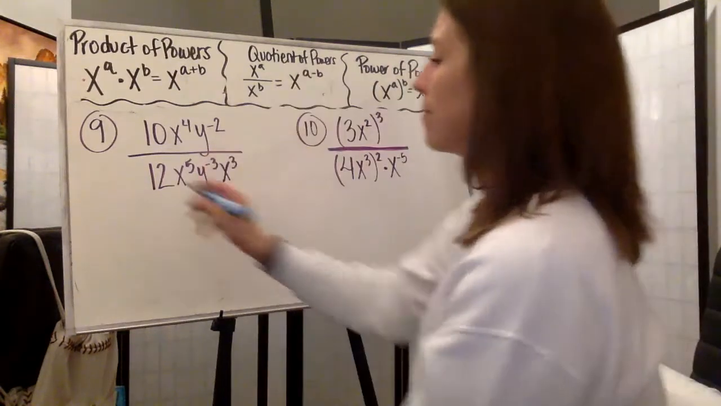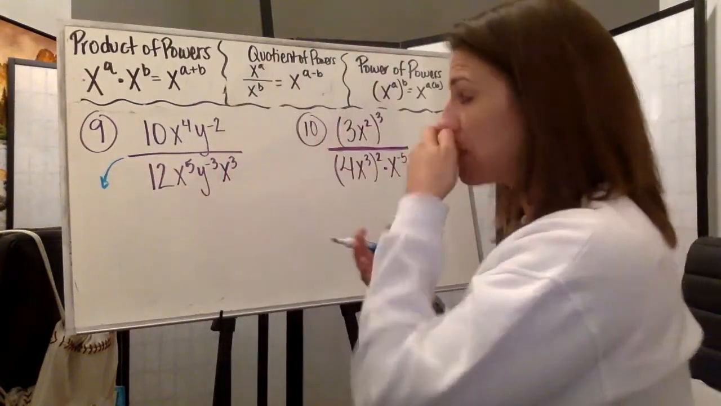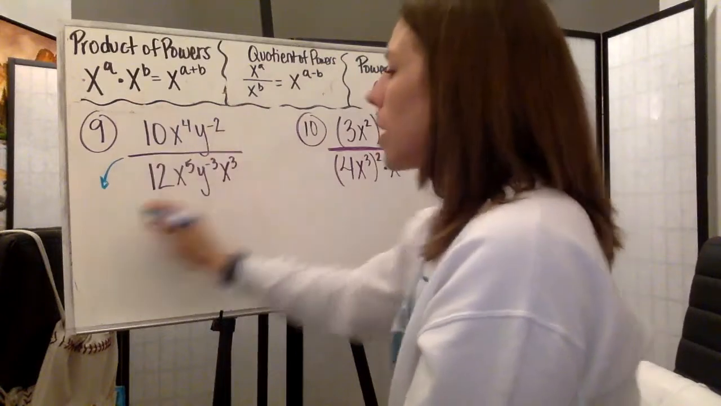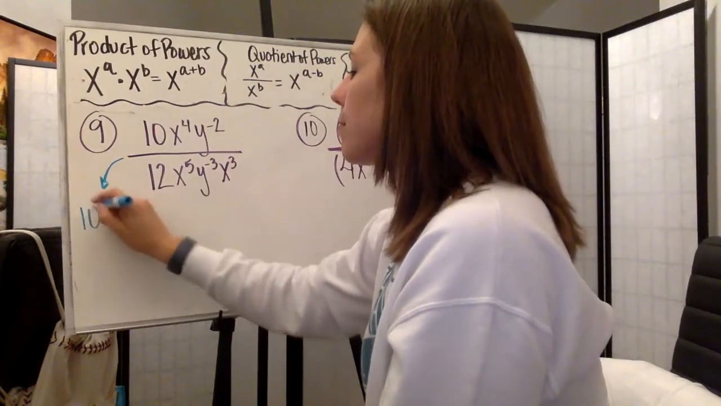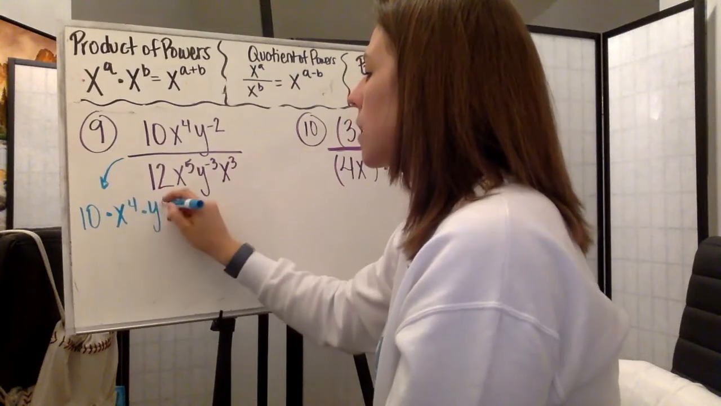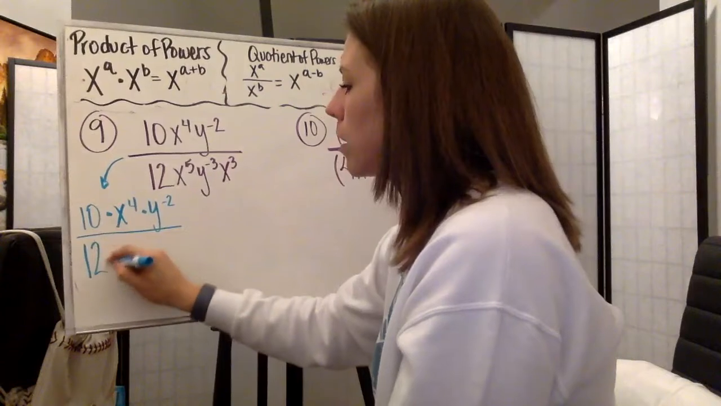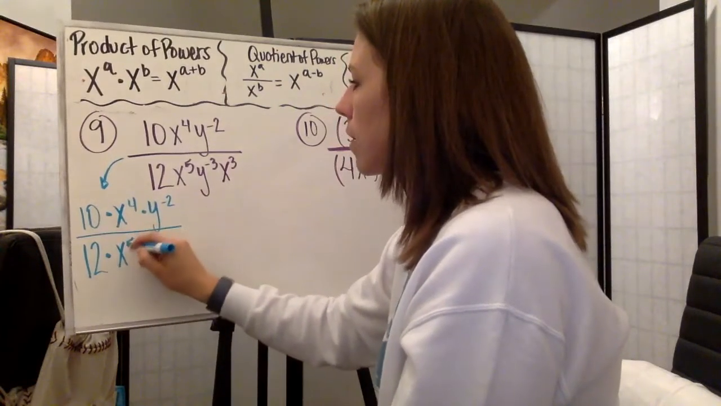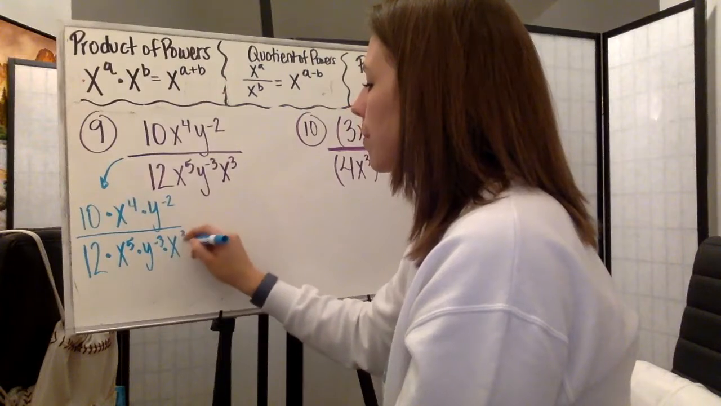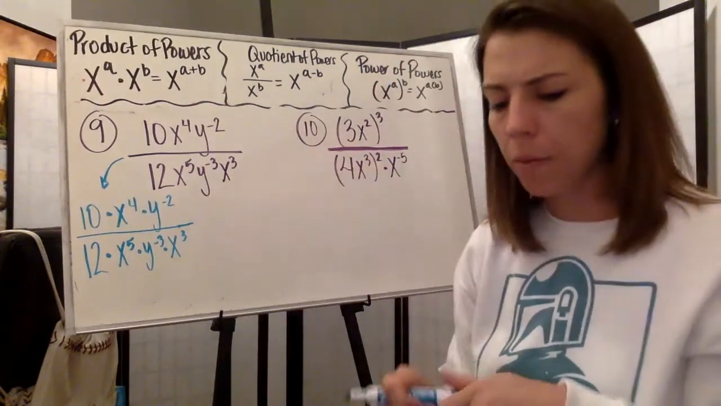So here we go, number 9. Let's go in and separate our factors. We're basically rewriting the expression again, but this time with little spaces. And trust me, it makes a difference. So in the numerator, we're going to do 10 times x to the 4th times y to the negative 2nd. In the denominator, 12 times x to the 5th times y to the negative 3rd times x to the 3rd. Just separate them, right? Put some space in there.